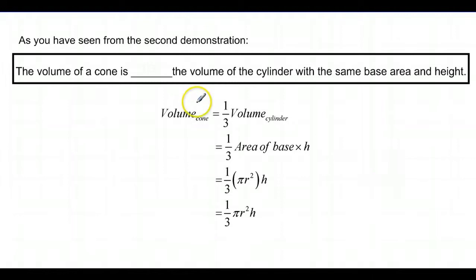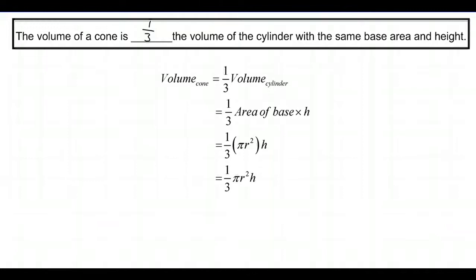And in the second demonstration, the volume of a cone is 1/3 the volume of the cylinder with the same base area and height. And keep in mind that there is only one cone or one cylinder, so area of the base times height, pi r squared h. 1/3 pi r squared h is the formula for the volume of a cone.